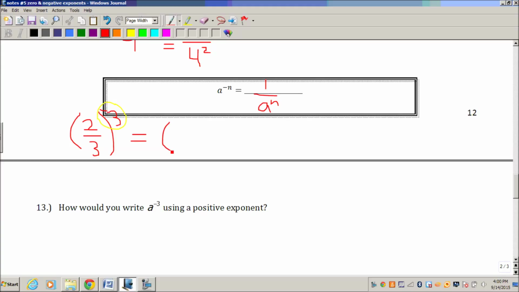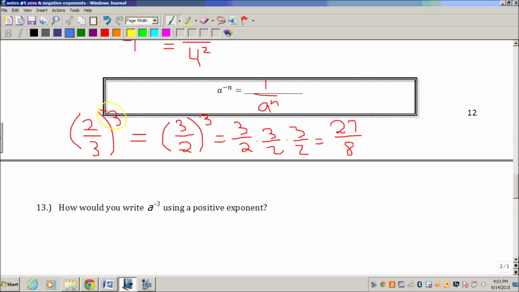So instead of 2/3, we're going to have 3/2. You flip the base, and then the exponent is positive. So 3/2 to the third power just means 3 over 2 times 3 over 2 times 3 over 2. 3 times 3 is 9, times 3 is 27, 2 times 2 is 4, times 2 is 8. So anytime you have a negative exponent, you simply take the reciprocal of the base.